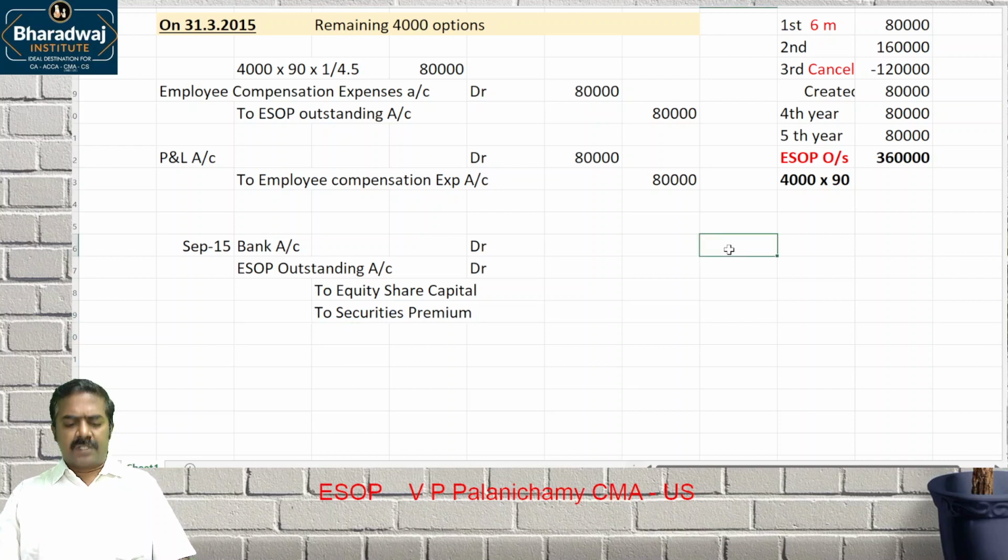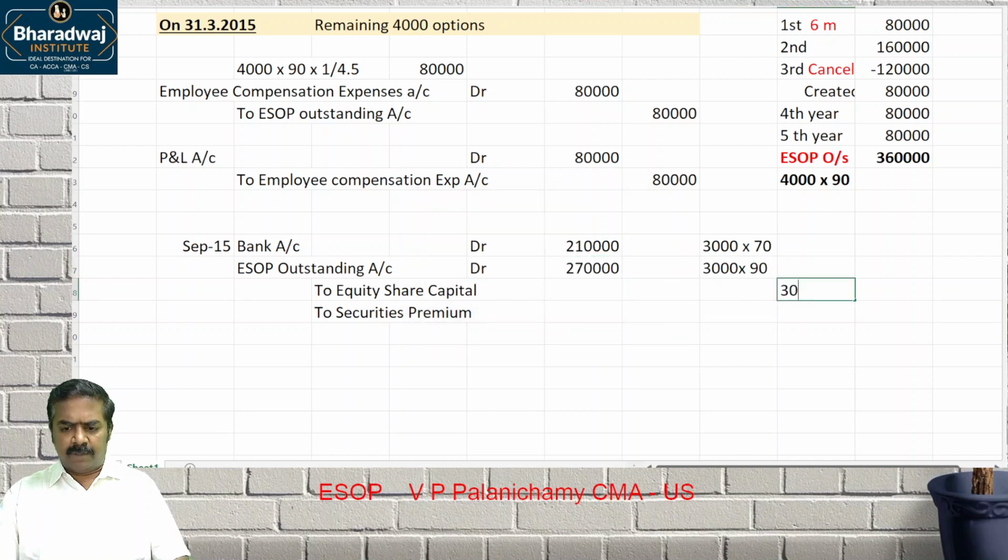Whether 4,000 options are exercised? No, 3,000. How much will the employees pay? 70. 3,000 into 70 will go to bank account. The fair value of the option, 3,000 into 90, will go to ESOP outstanding account, debited. To share capital, what is the face value? 10 rupees. 3,000 into 10, 30,000. The balance will go to securities premium.